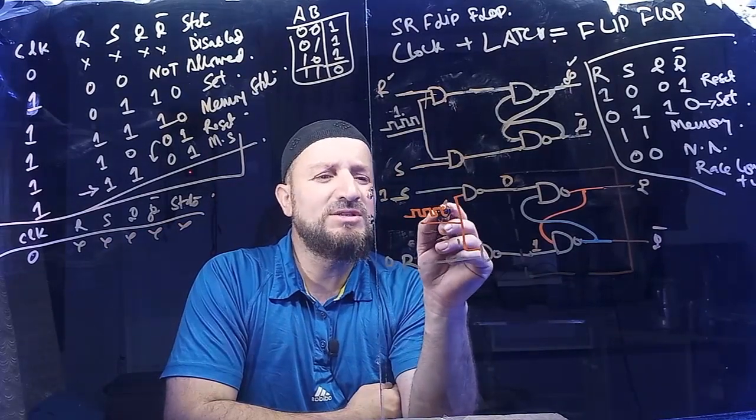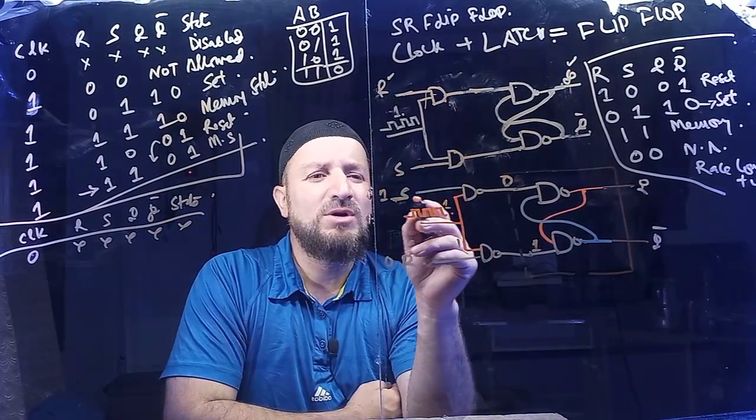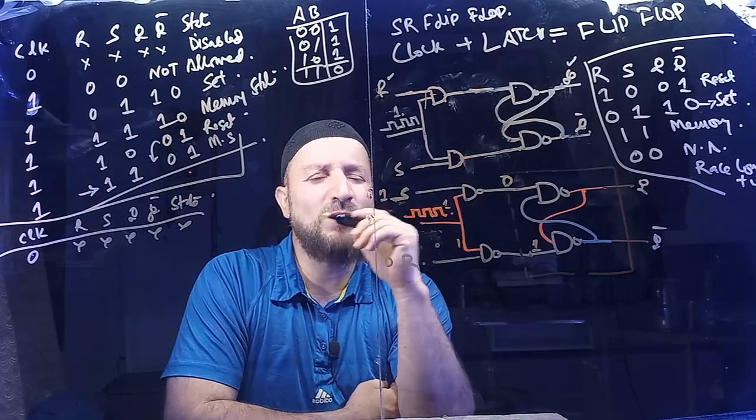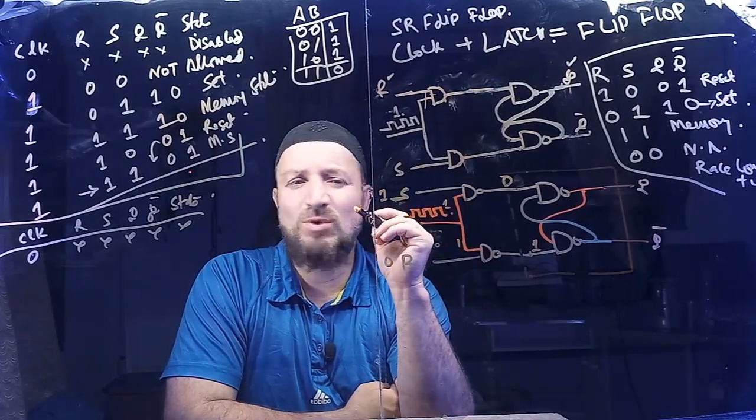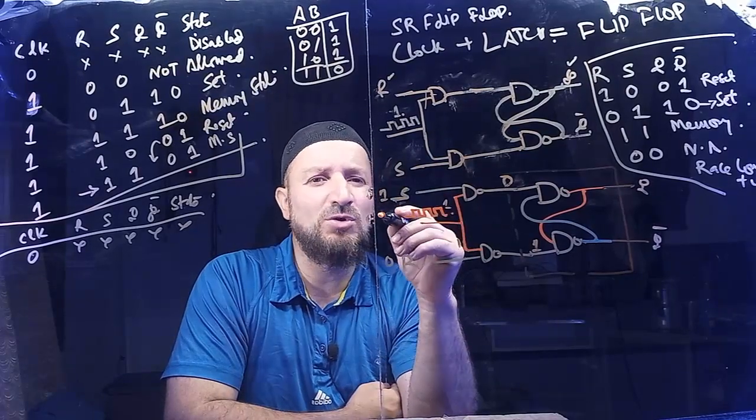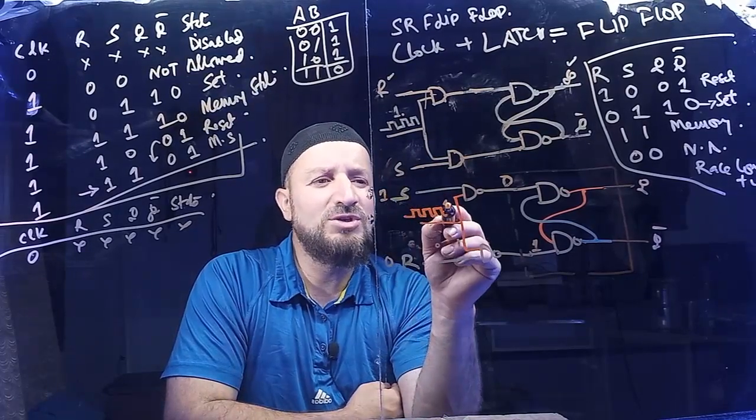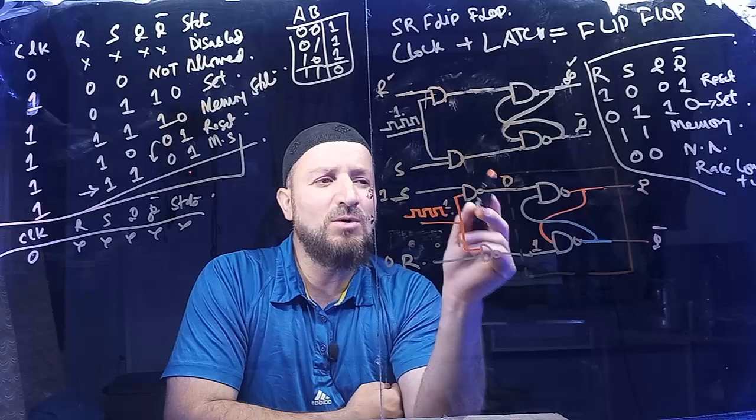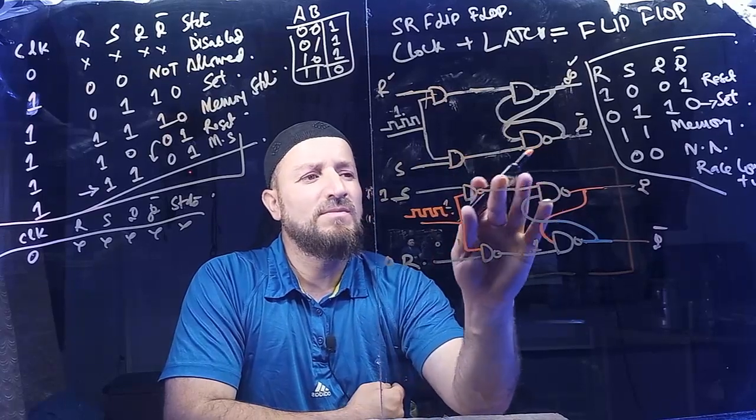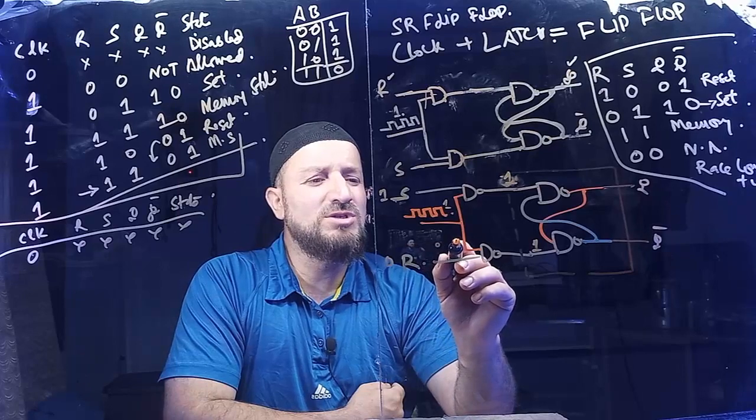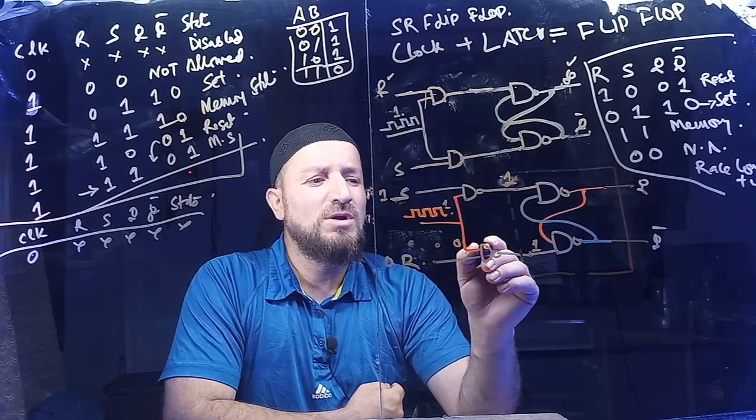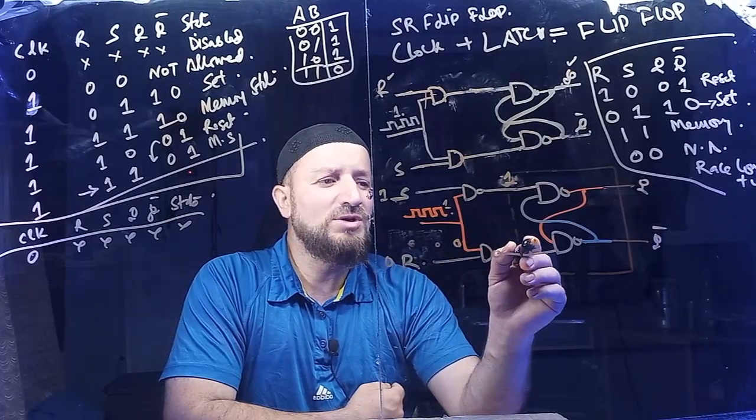Because if it is 0, let's try to figure it out. If it is 0, say this was 1. 1 and 0 is what? Let us first see what will happen if it is 0. If it is 1 and 0, the NAND gate will make it 1. Now this was 0 and this is 0. 0 and 0, NAND gate will make it 1. So it's a 1-1 state.